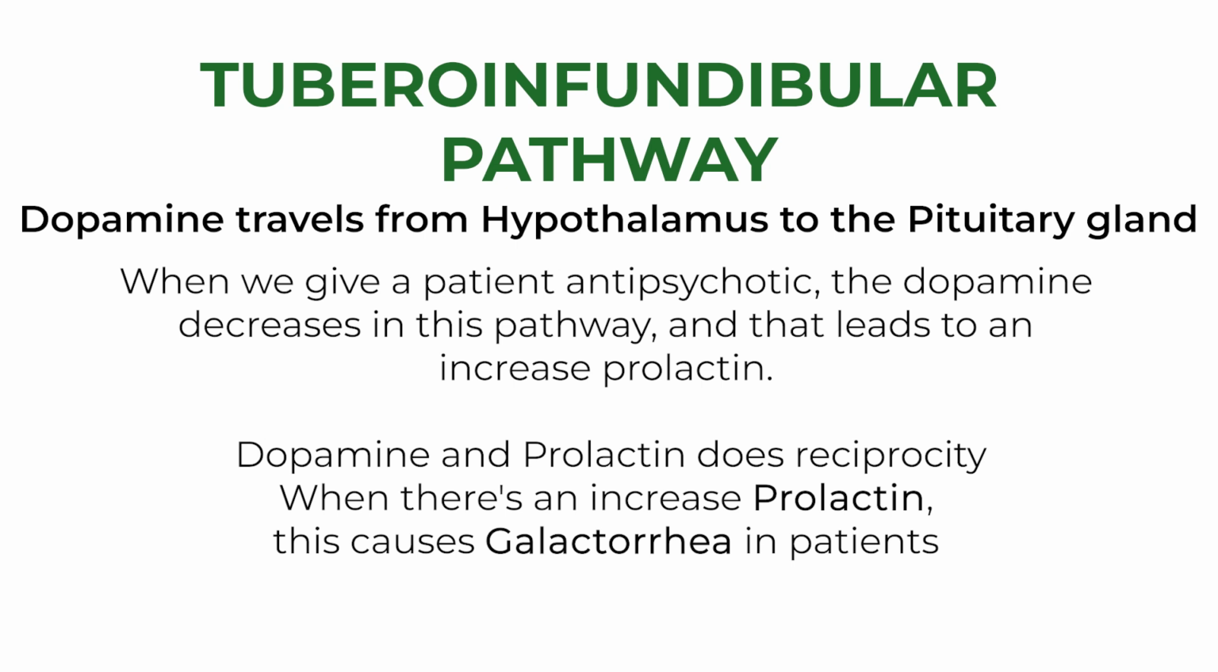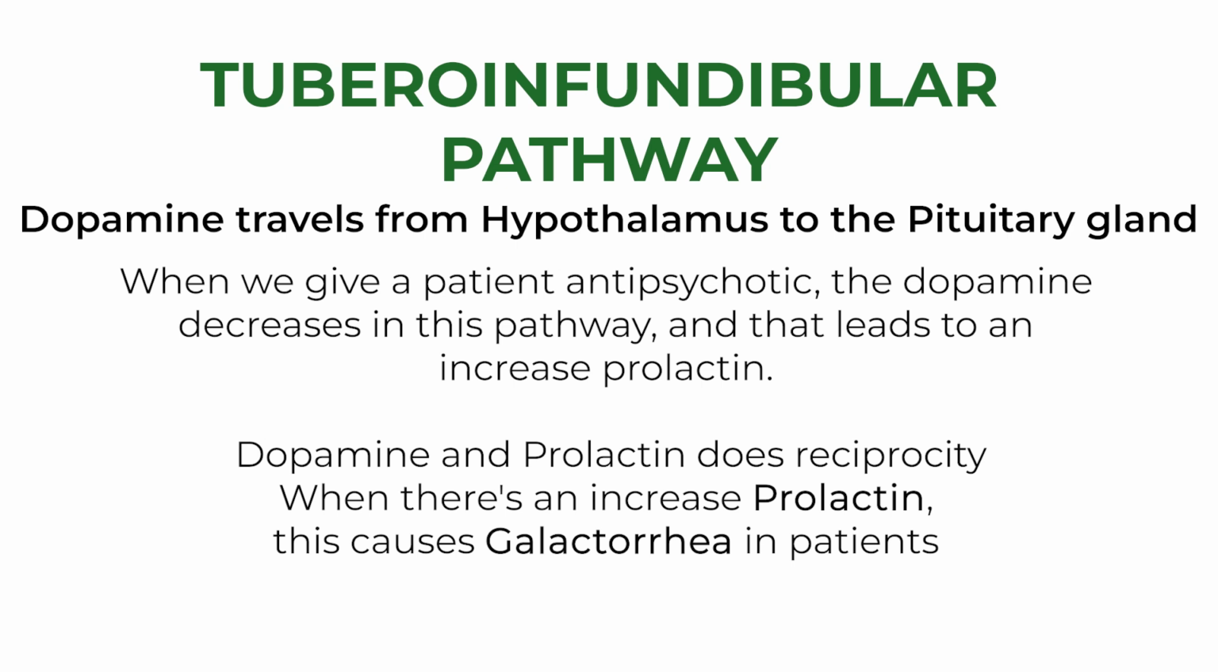as a result of this tuberoinfundibular pathway, our aim is to lower the dopamine with our antipsychotic medication, and that will increase what? The prolactin production. So there's going to be what? Galactorrhea, excessive milk production, and you will see patients complaining of milk production from their breast, and that is as a result of what? High level of prolactin, since we are blocking the dopamine.